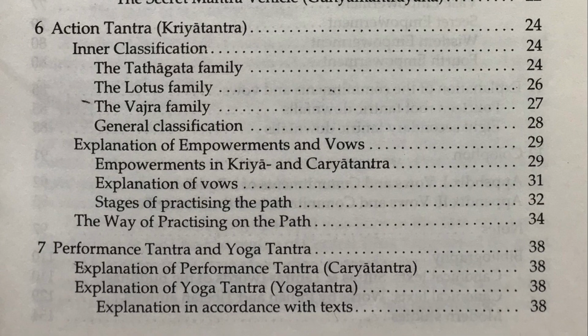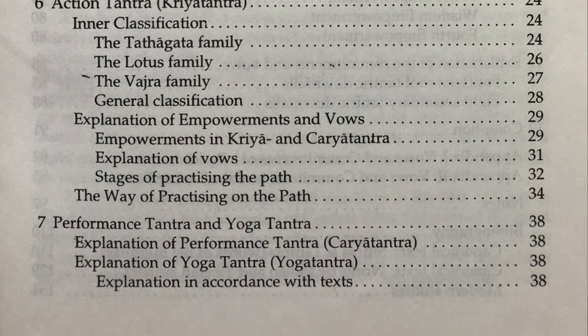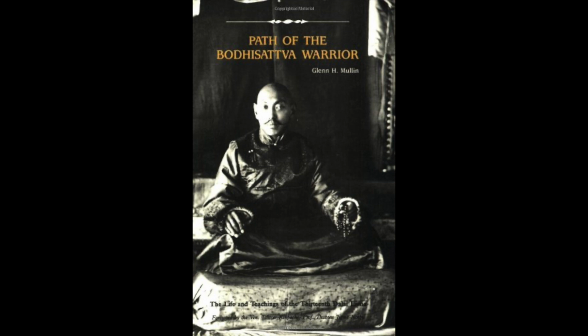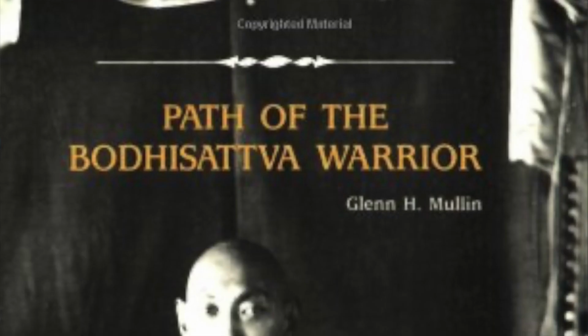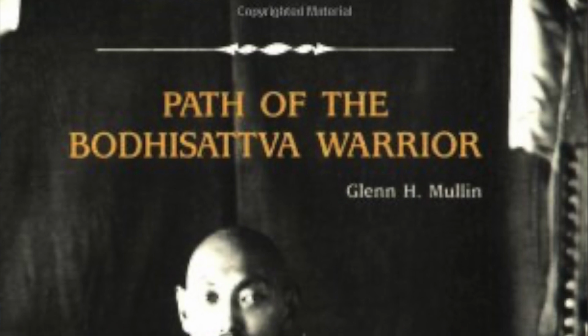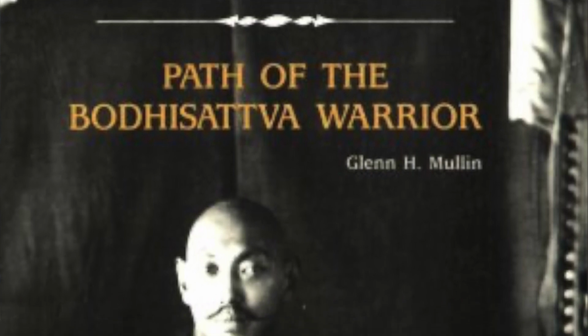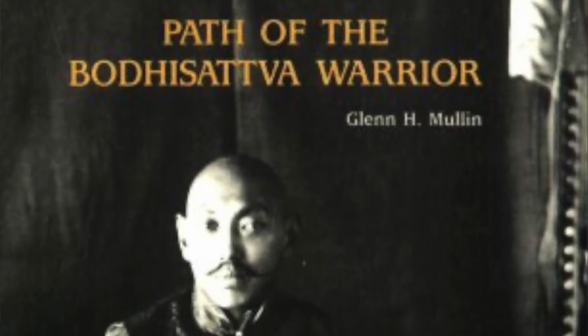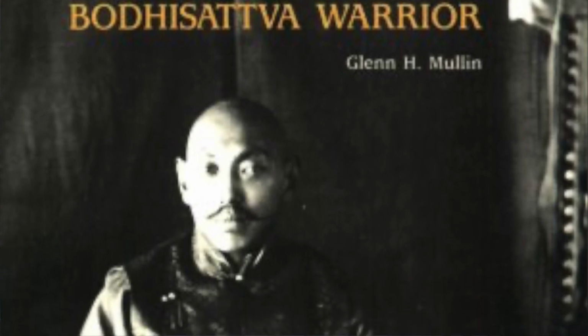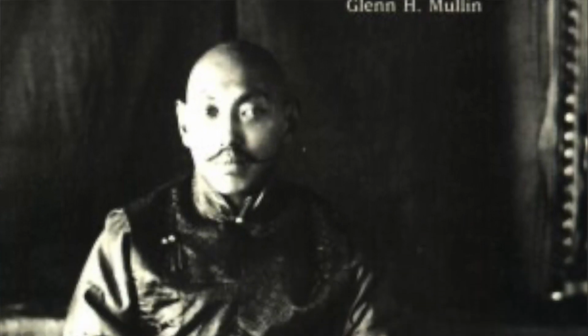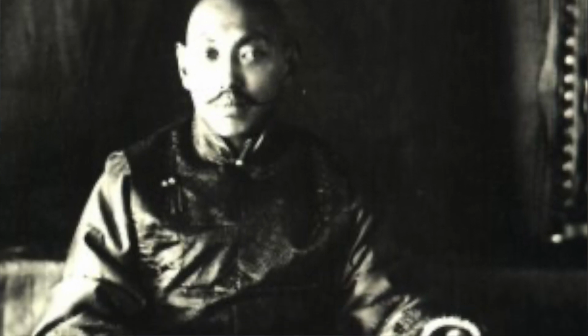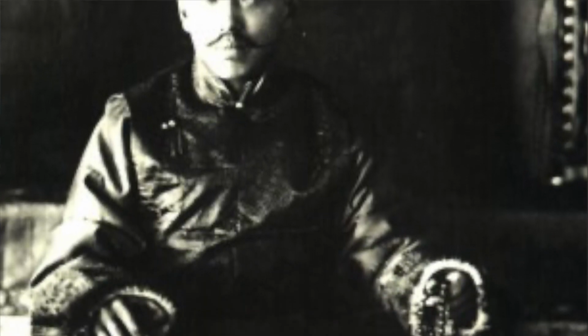Now, the second book is a bit of a popular book, called Path of the Bodhisattva Warrior, The Life and Teachings of the 13th Dalai Lama. This is translated by Glenn Mullin, and that was done out of Snow Lion Publications back in '88. What Glenn has done is translate a short teaching by the 13th Dalai Lama that enumerates the four classifications of Tantra and how things work. It is really a good read. It's very concise, very clear.